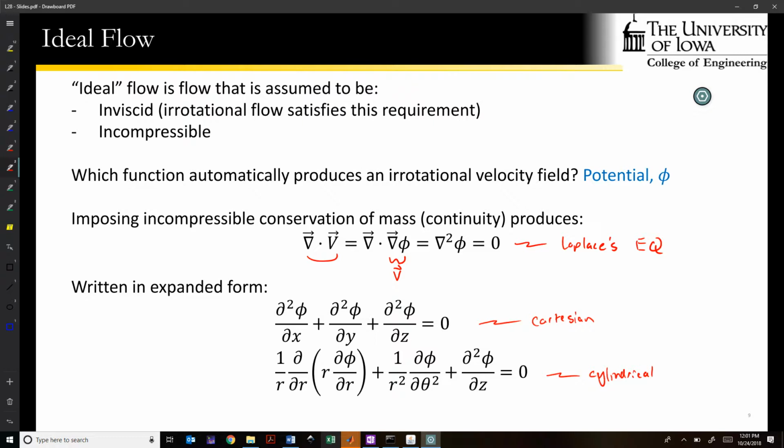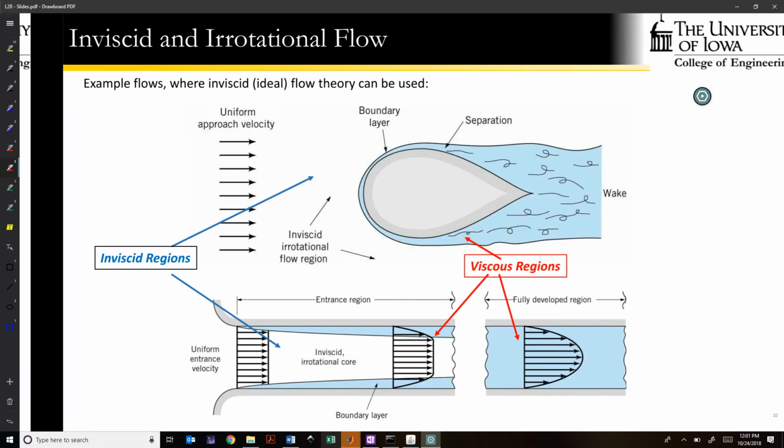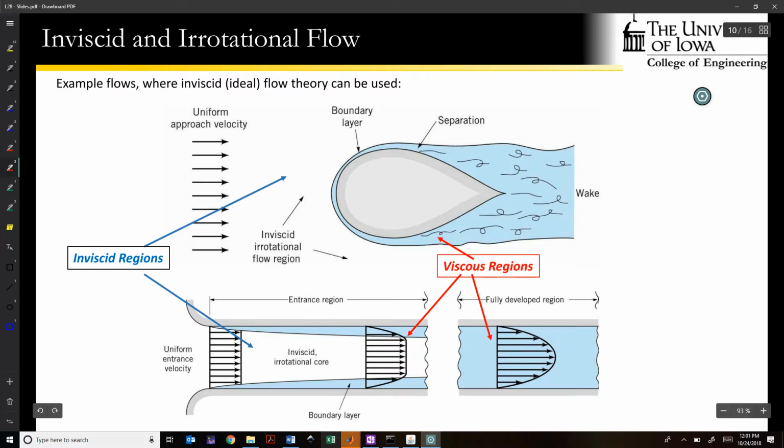When is this actually useful? These are pretty restrictive assumptions up here, this idea of inviscid flow, incompressible flow. I showed this slide once before, but it turns out that these assumptions end up being useful really a lot of the time.